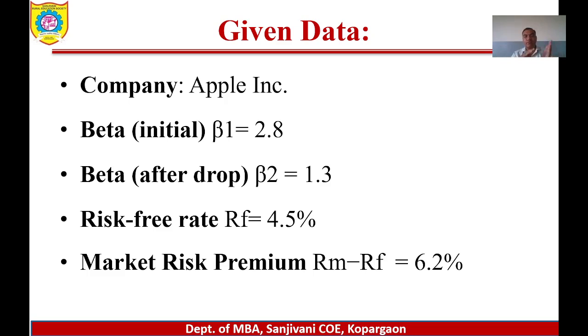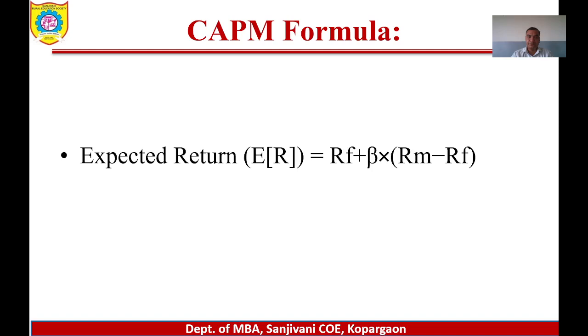Based on that, if we put these values in the formula of the capital asset pricing model, we'll get the expected returns for the first case. Then we will apply the same by changing the beta value from 2.8 to 1.3, calculate the expected returns, see how it affects the overall expected returns, and then we can justify and conclude the numerical.